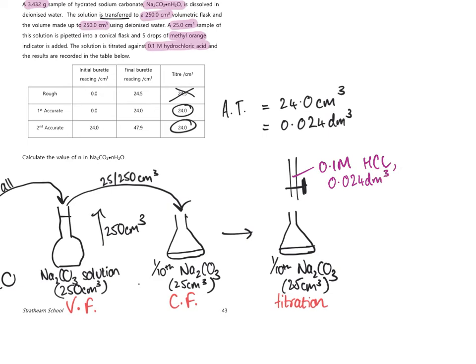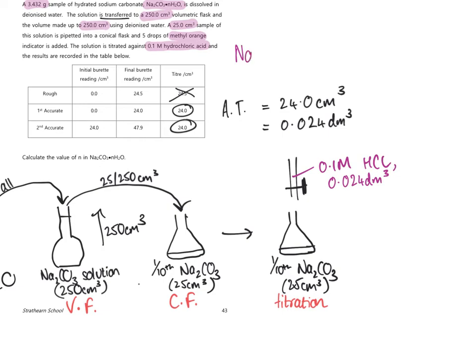I'll need both of those to work out my number of moles of HCl by using the equation n equals CV. And then from there, I'll be able to work out my number of moles of sodium carbonate based on my reaction equation. So if you haven't already been asked to do so, it's a good idea to write your balanced symbol equation for the reaction in order to get your balancing number ratio. So I'll write that at the top.